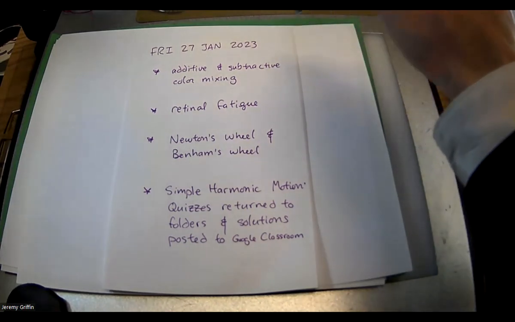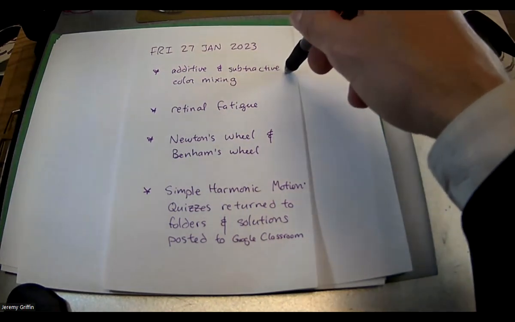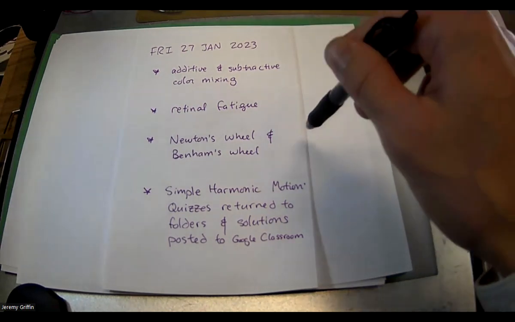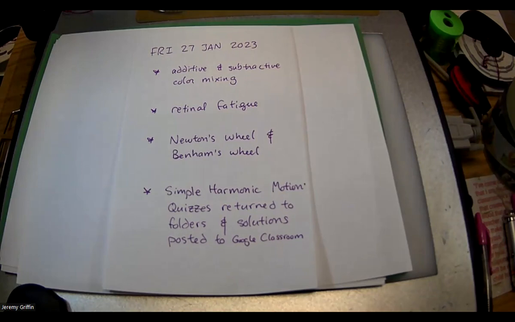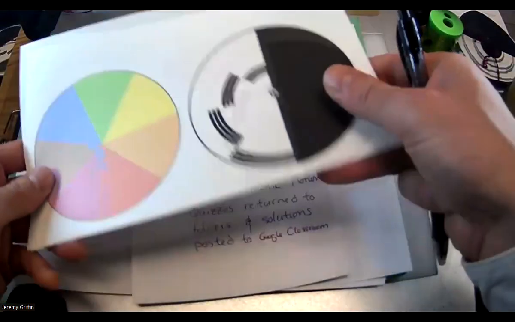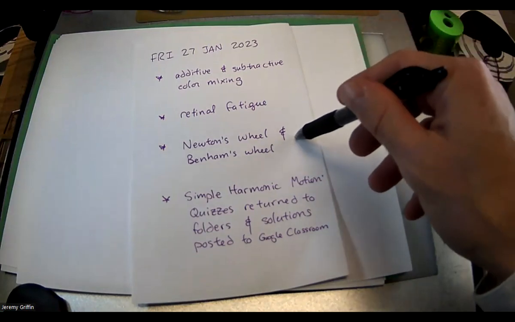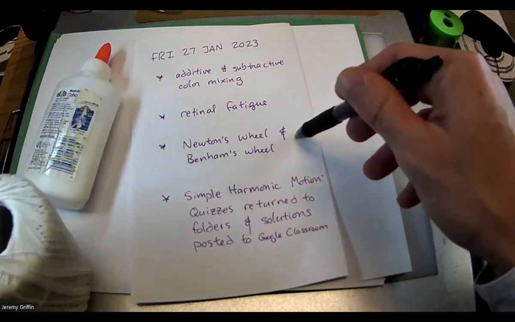So we're going to look at some color theory, additive and subtractive color mixing. We'll do this retinal fatigue activity, and I have an activity for you guys. About to give you this template while I'm rolling some videos, and we're going to do a construction project that involves some glue and some string.